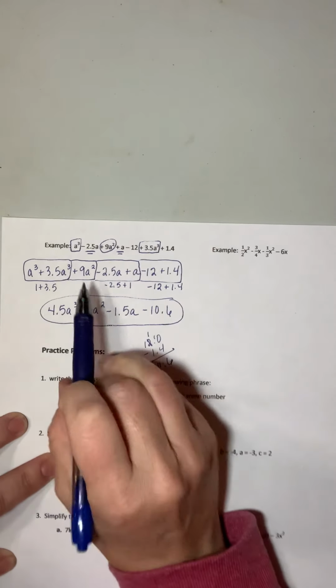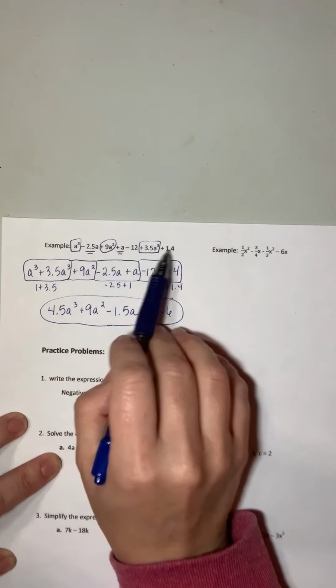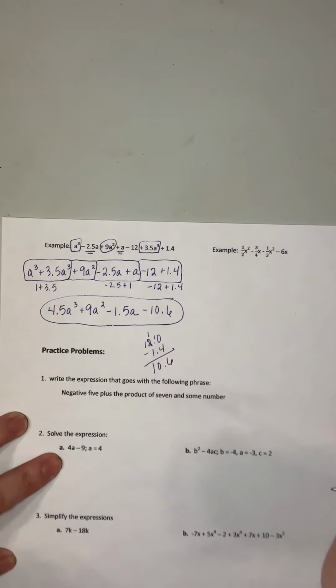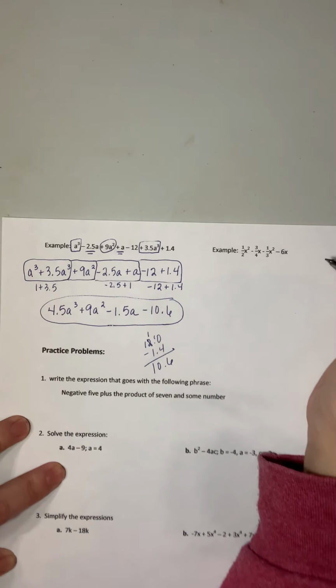So it's still long. 1, 2, 3, 4, 5, 6, 7. Went from 7 to 4. It's still long, but 4 is better than 7. Okay. Last one of this section.